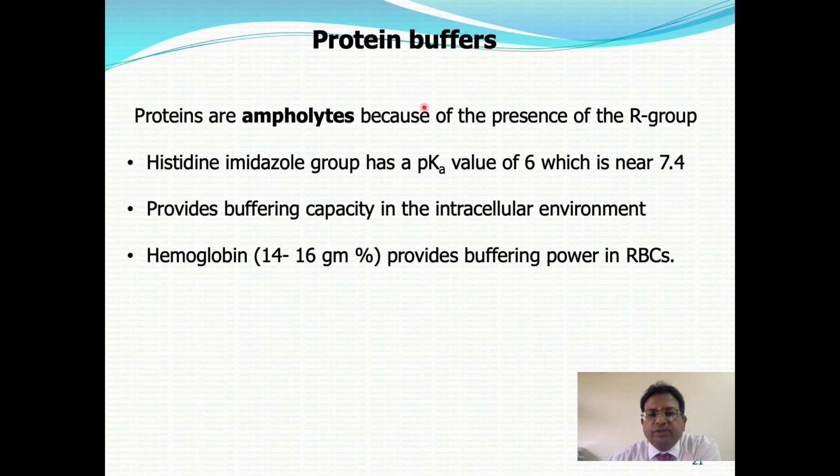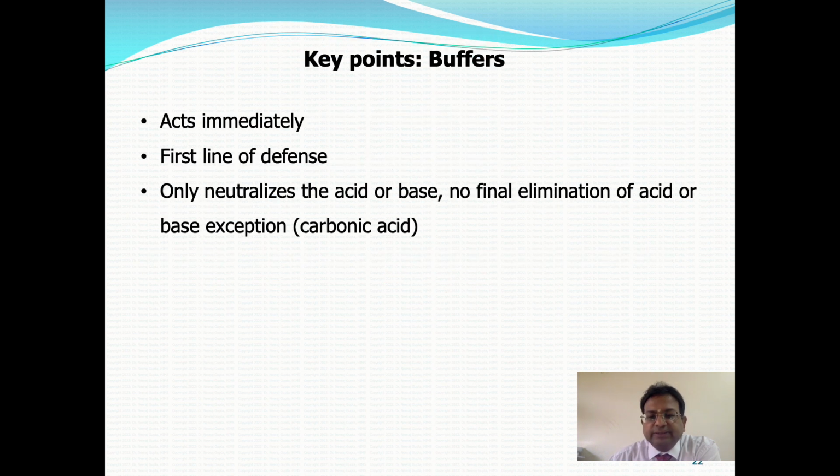Next, we have protein buffers. Proteins are electrolytes, and because of that they have buffering capacity. The imidazole group of the amino acid histidine has a pKa of around 6, which is near 7.4, around the pH of the plasma. So it provides buffering capacity in the intracellular environment. Hemoglobin, which is also present in good amount, 13.63%, provides buffering power mainly in the RBCs.